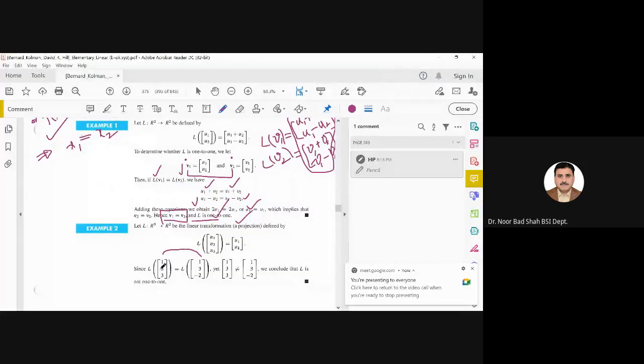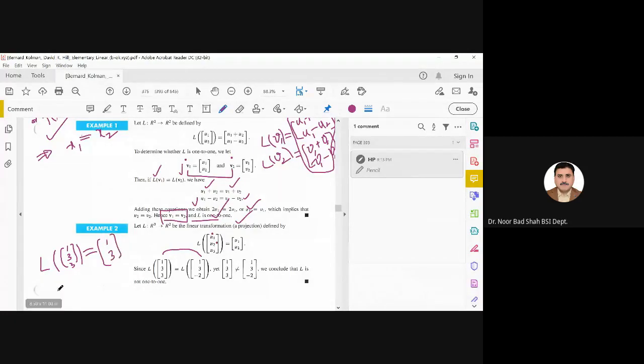Okay, so in this case you see if you want to find L of 1, 3, 3, by definition, what would be the value? It is defined so that you take only the first two components. So that becomes 1, 3. And similarly, if you find the transformation of 1, 3, 2 or whatever, that will give you again 1, 3.